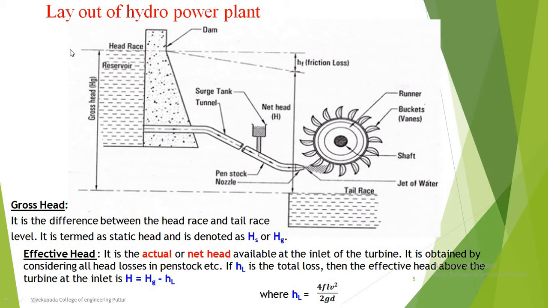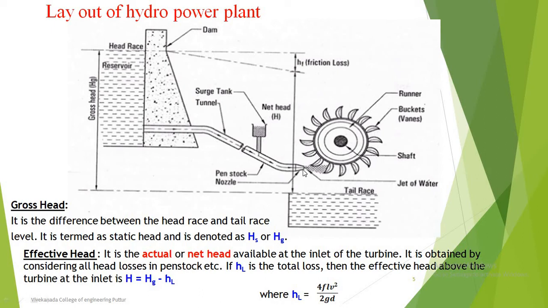This is a layout of a hydropower plant. A dam is constructed across the river. The water stored in the upstream side is called the reservoir. The purpose of the dam is to store the water in the upstream side. There are different types of dams depending upon the material used, the purpose, etc. The water stored in the upstream side of the dam is taken to the turbine through a large diameter pipe known as the penstock.